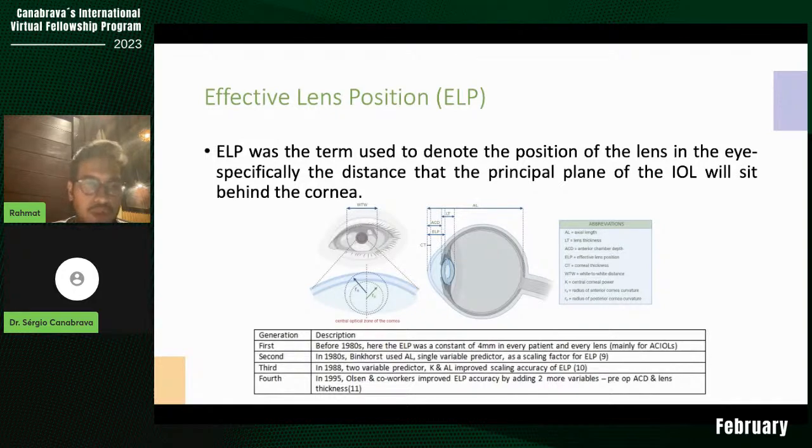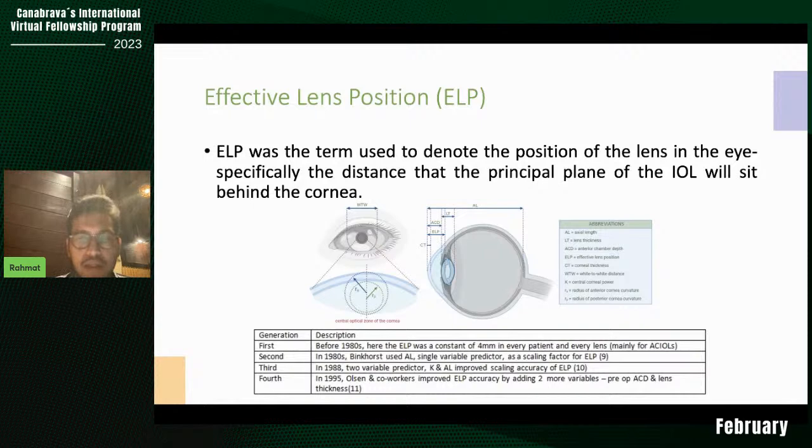As we know, there are four generations of the IOL calculator, in which the first used an ELP constant of 4 millimeters in every patient. The second and third generations added a variable to predict the effective lens position. Whereas in the fourth, in 1995, Olsen and co-workers improved ELP accuracy by adding two more variables, which are preoperative anterior chamber depth and lens thickness.